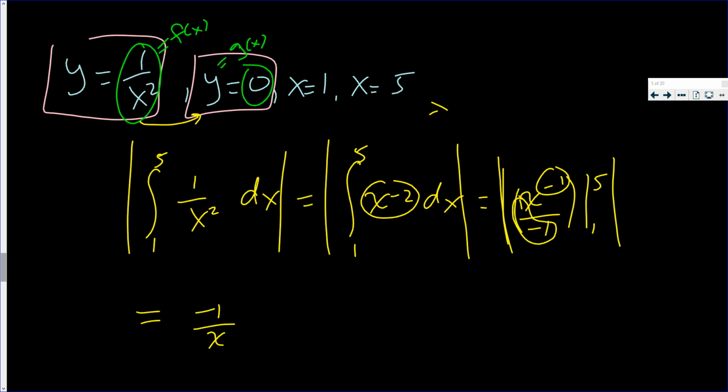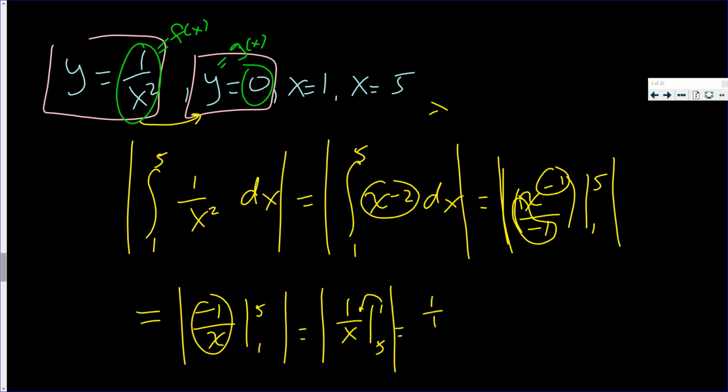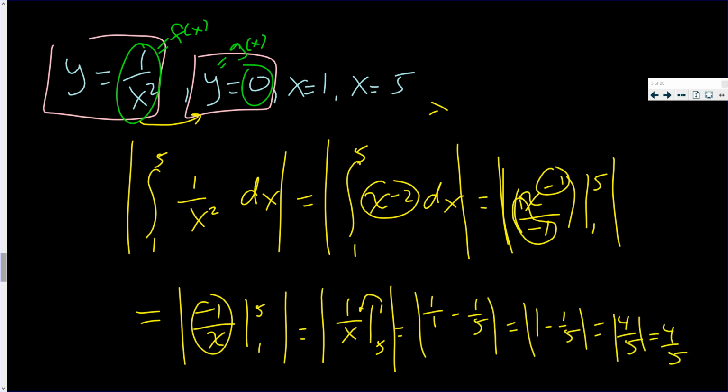First I plug in 1, I get 1 over 1 minus, then I plug in 5. And I take the absolute value. And you really should know what 1 minus a fifth is. It's 4/5. And the absolute value of 4/5 is 4/5. Now, that's the answer. Just want to make a quick comment about this.